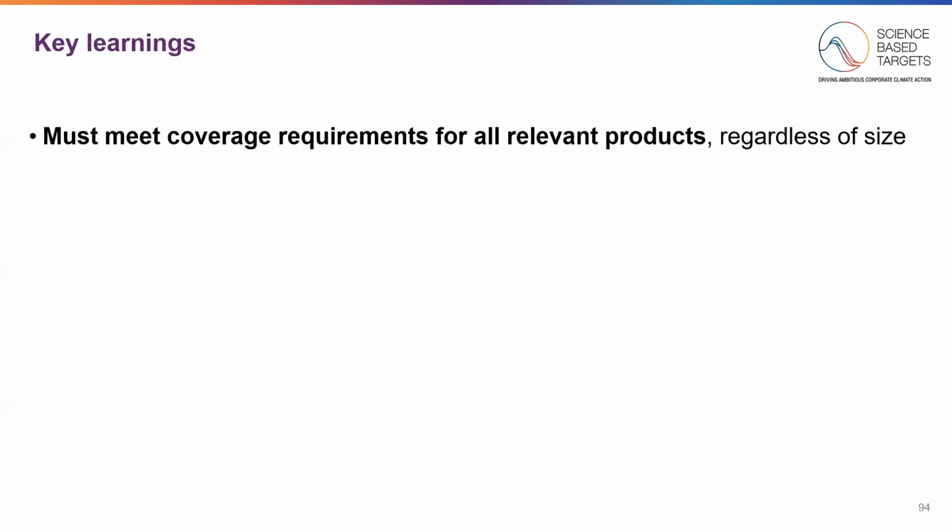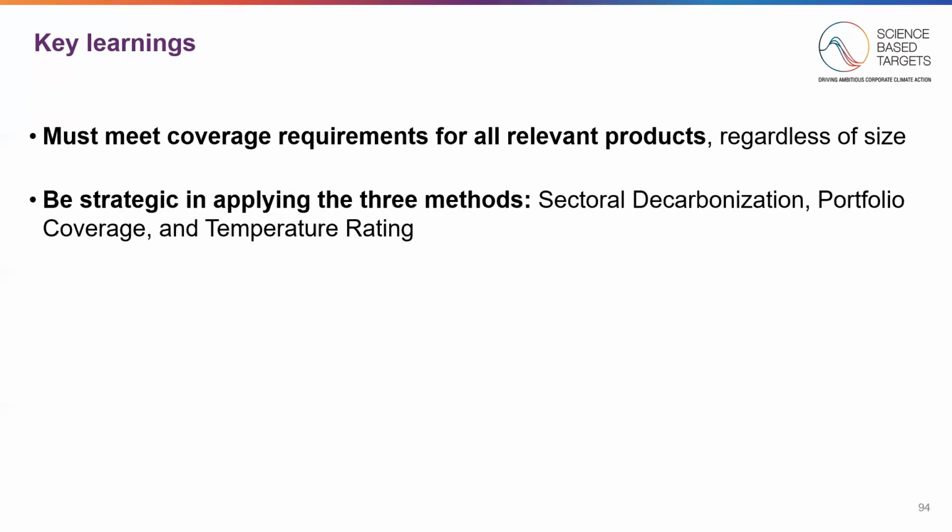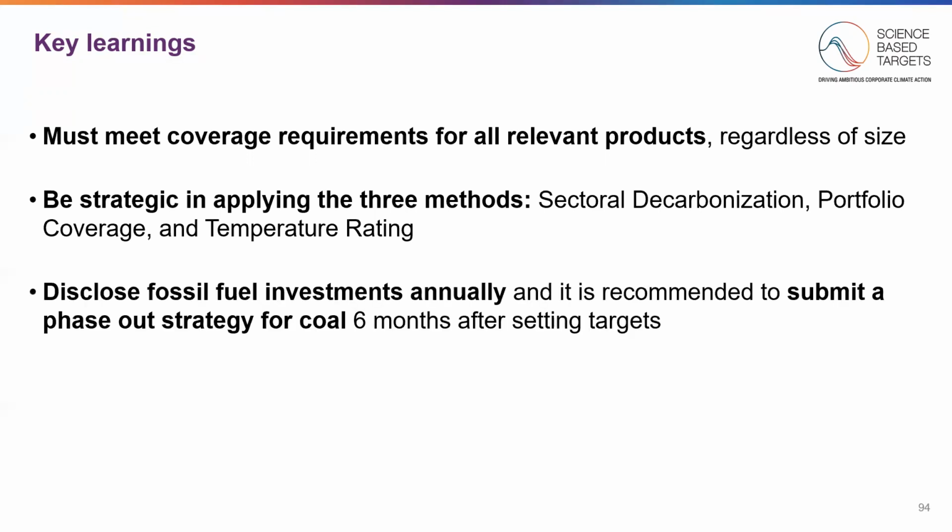After completing this module, we hope that participants are able to know what coverage requirements are for relevant products and seek out the SBTI guidance for more details. Apply the 3 methods for calculating Scope 3 financed emissions for their baselines and targets: the sectoral decarbonization approach, portfolio coverage approach, and temperature rating approach, and disclose thermal coal and fossil fuel activities per SBTI's recommendations.